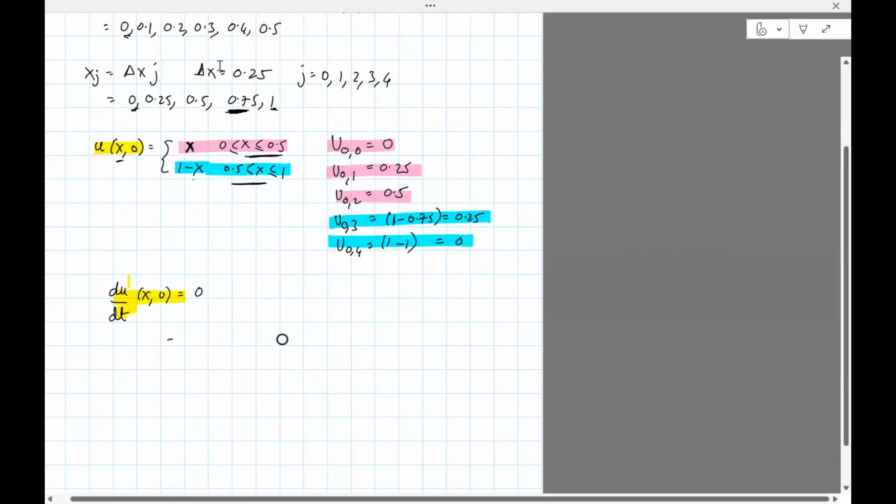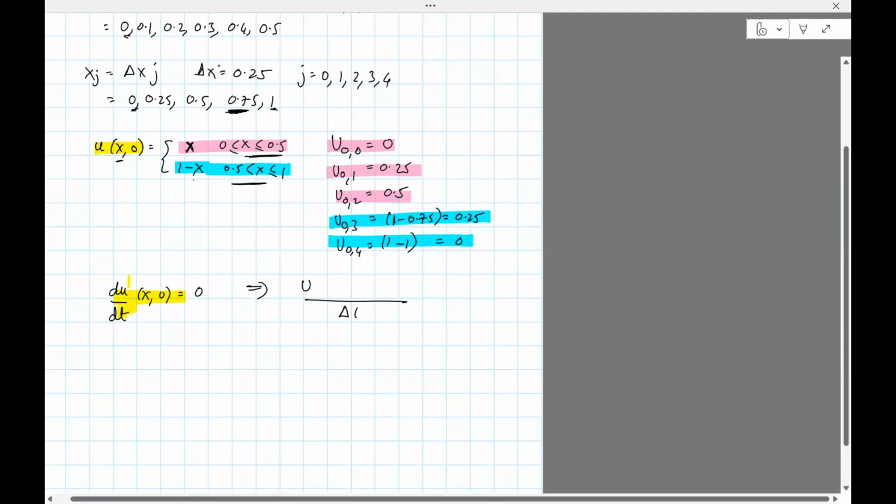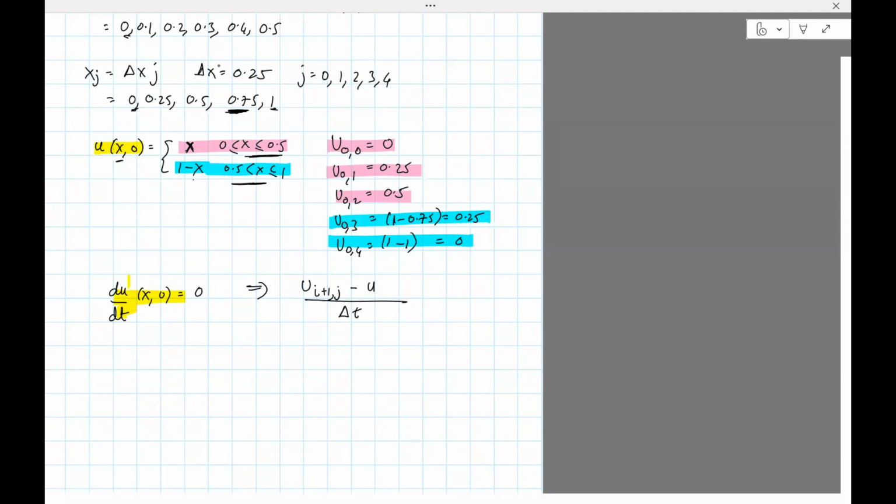Okay, so let's write this down in terms of i and j. So this one is going to be, I'm just going to use the forward difference. You could use something else, but forward difference seems the easiest one. This one is u. So remember, it's something divided by delta t, and we need to iterate over the time index. So the time index is the first one. So i plus 1, j minus u i j.